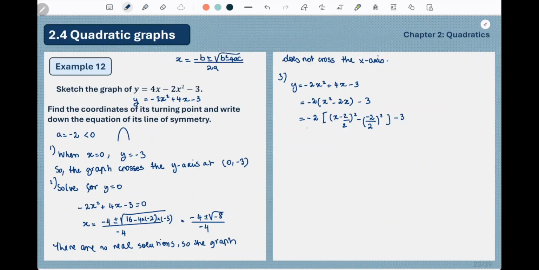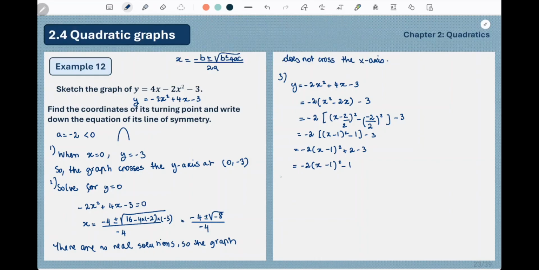Okay, so we have minus 2, and I'm going to simplify here. x minus 1, minus 2 over 2 is 1, minus 1, then it's 1, minus 3, and then I'm going to expand minus 2 times x minus 1 squared, minus 2 times minus 1 plus 2 minus 3. So y becomes minus 2 times x minus 1 squared, minus 1. I hope I haven't made any mistakes.